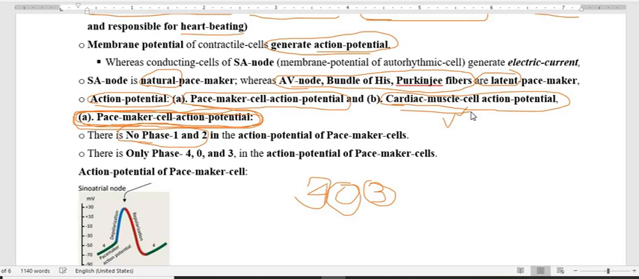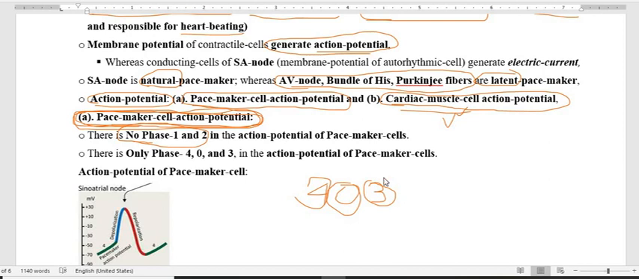Because in the cardiac muscle cell, all the phases are there. I mean phase 4 is also there, 0 is also there, 1 is also there, 2 is also there, 3 is also there. In the case of the pacemaker cell, only the phases 4, 0 and 3 are present, which indicate the whole depolarization and repolarization of the pacemaker cell.